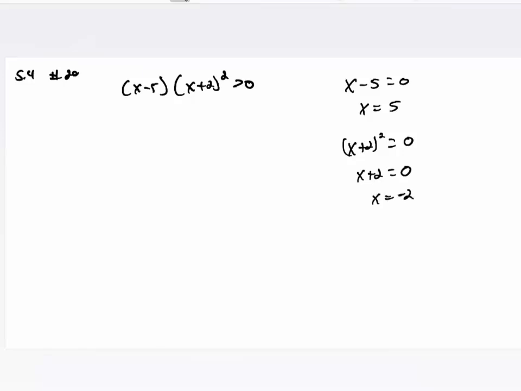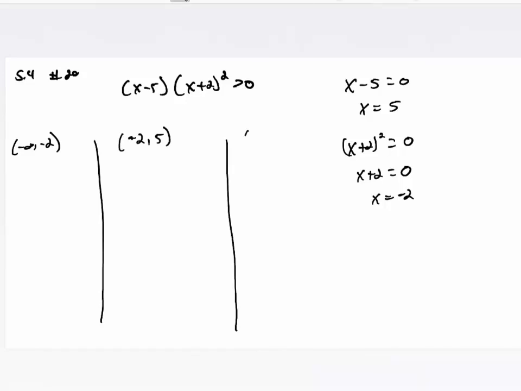Now, we're going to create a table of our values to find out where this is greater than 0. If you notice, we have a negative 2 and a 5. When x is negative 2, this will be 0, and when x is 5, this will also be 0. So we're going to create our intervals. The first interval is negative infinity to negative 2, then negative 2 to 5, and then 5 to positive infinity.